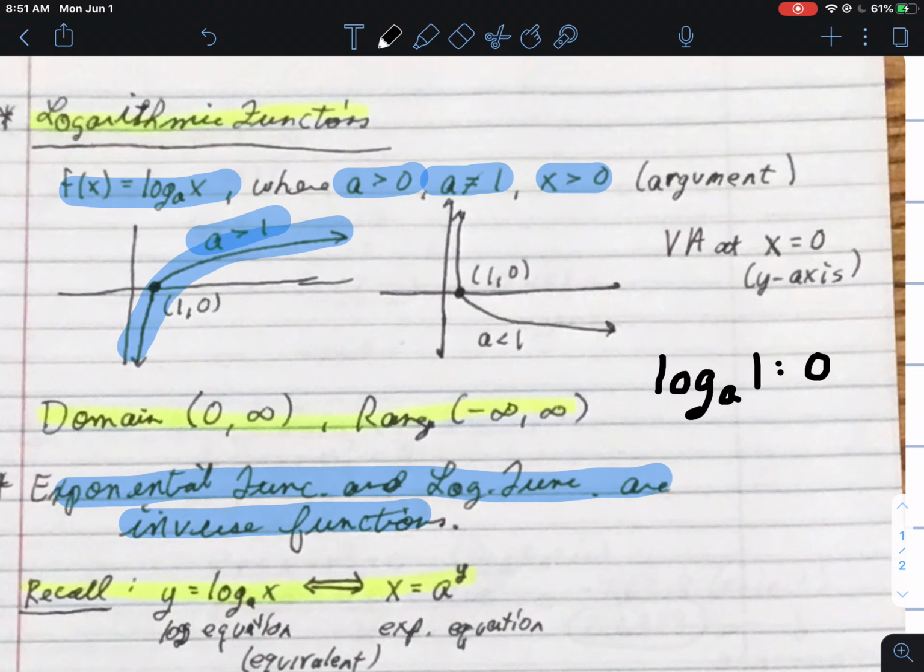If your base happens to be less than 1, so for a less than 1, you get a decreasing function. But again, notice the same x-intercept at the point 1, 0. Log functions have vertical asymptotes. Remember, exponential functions had horizontal asymptotes.